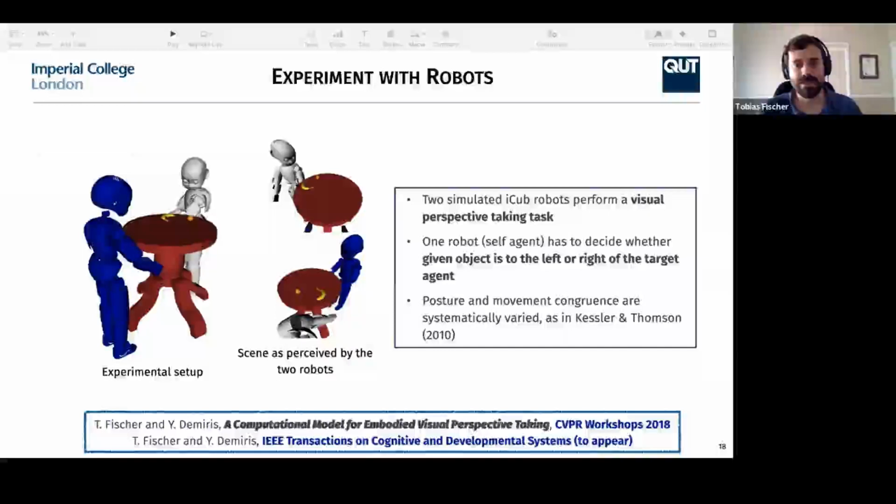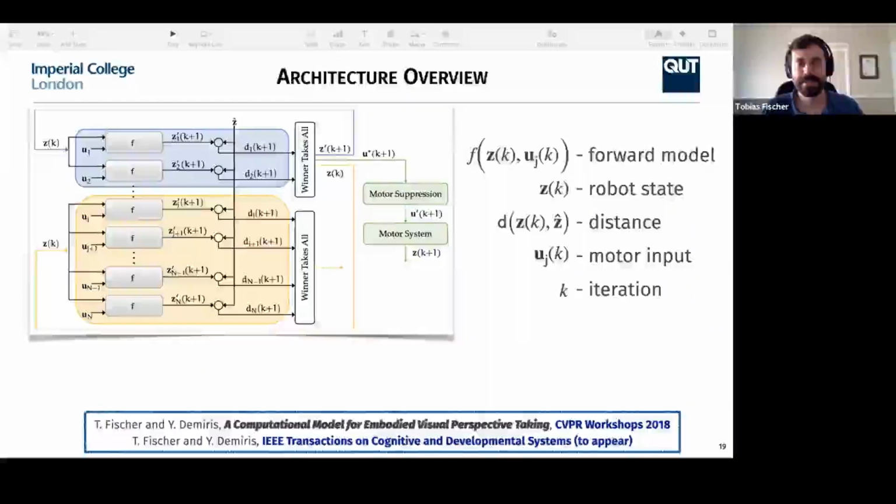The simulated setup that I've got uses two simulated iCub robots, and the task for one of the iCubs is to take the perspective of the other iCub. So you see the same scene perceived by the two different robots in the middle. And then you can vary all those different parameters, which I just showed in the previous slide, very easily in the robotic setup. And the architectural overview is as follows.